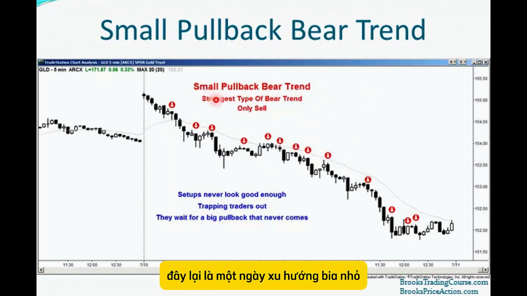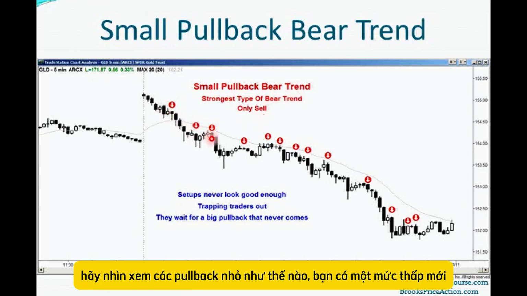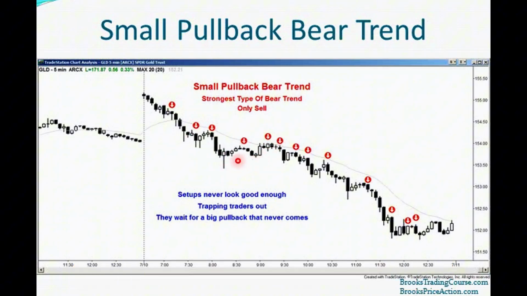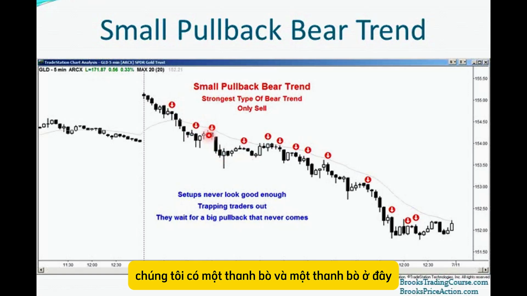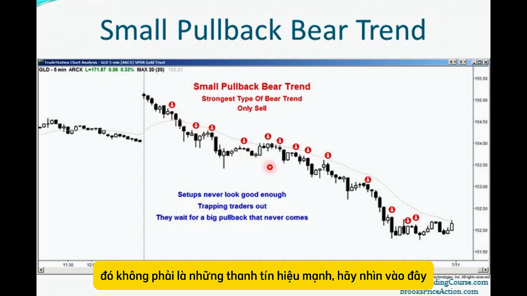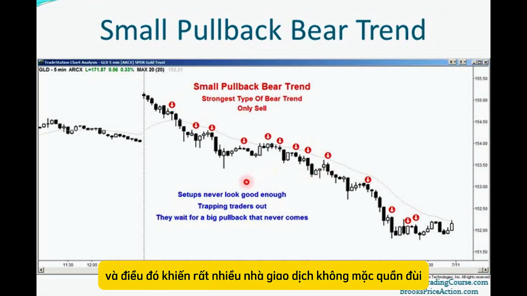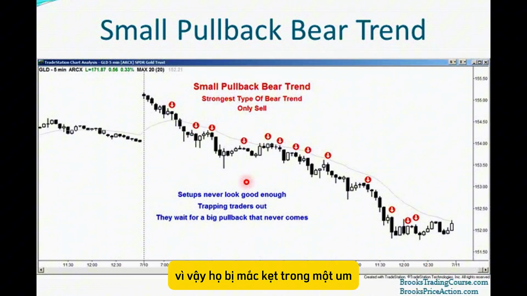Here's a small pullback bear trend day. Again, the strongest type of day. Look how tiny the pullbacks are. You got a new low, but look how little the market rallies. But look at the sell setups. Here we got a bull bar and a bull bar here, a bull bar here. Those are not strong signal bars. Look at here, you got a doji, another doji signal bar. You got a bull bar, right? The setups never look good enough, and that makes a lot of traders not take the shorts. So they get trapped out of a very strong bear trend day.